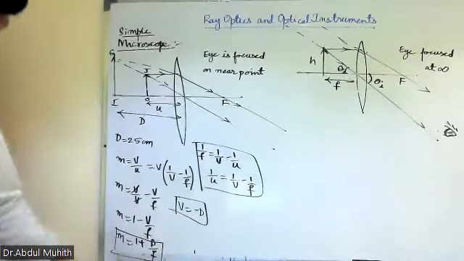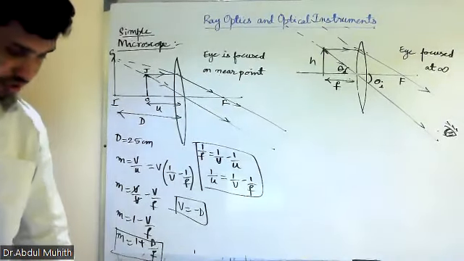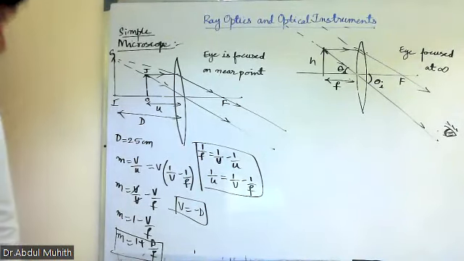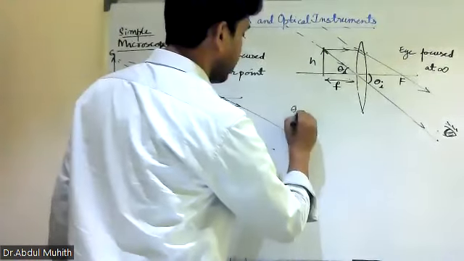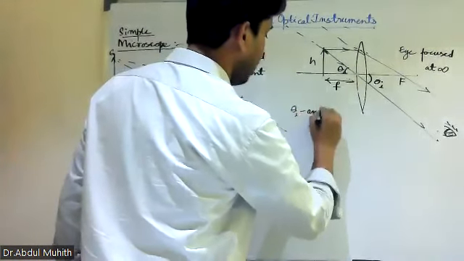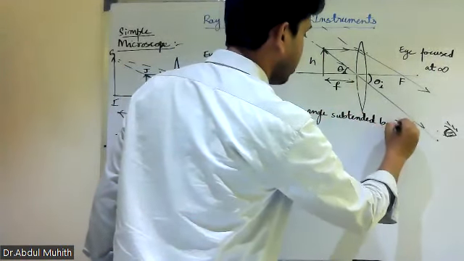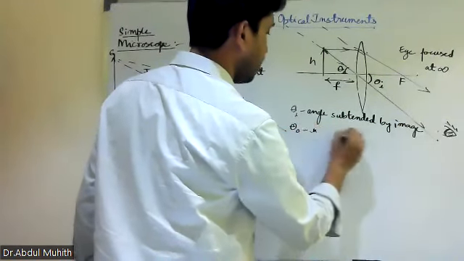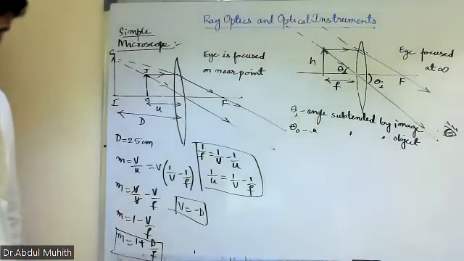In that situation, the first one is 1 plus D by F. We got it. Now directly we will use this formula. What is that? Theta I and theta O. So what is theta O? These are angles: theta I is the angle subtended by the image, and theta O is the angle subtended by the object.